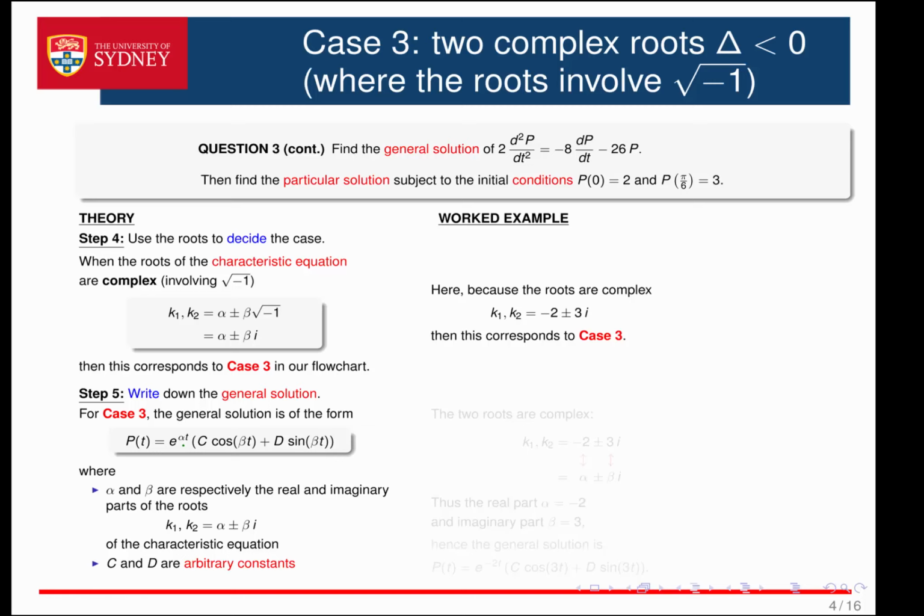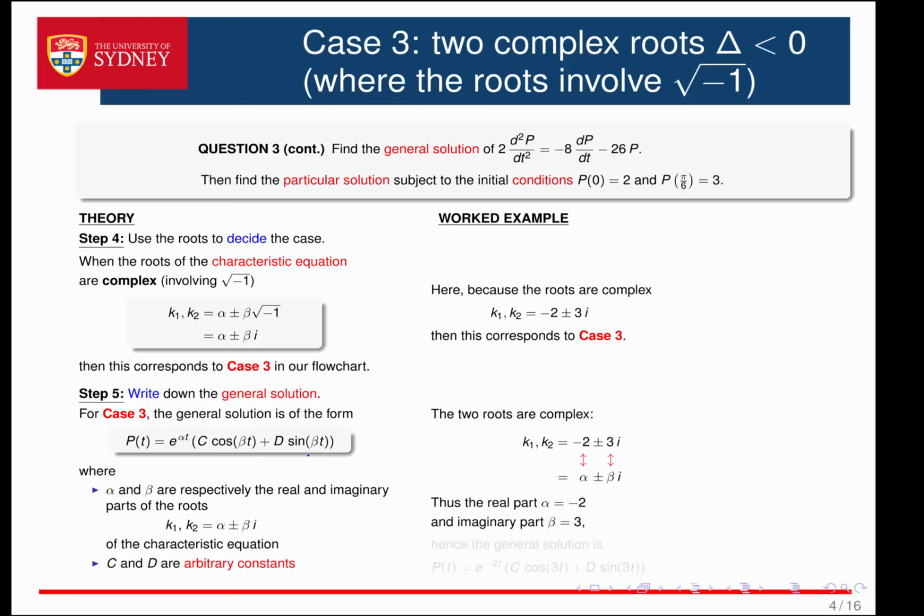Now remember to pay particular attention to the symbols inside the general solution. The coefficient of t inside the exponential is precisely the real part alpha of the complex roots. And the coefficient of t inside the sine and cos terms is precisely the imaginary part beta of the complex roots. Remember, c and d are the arbitrary constants.